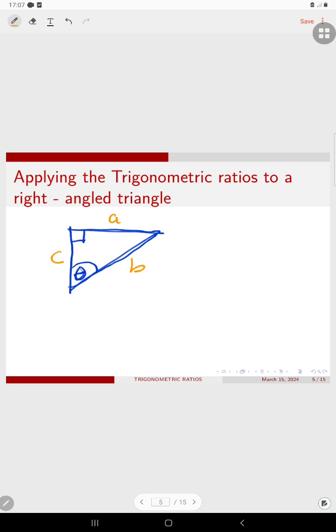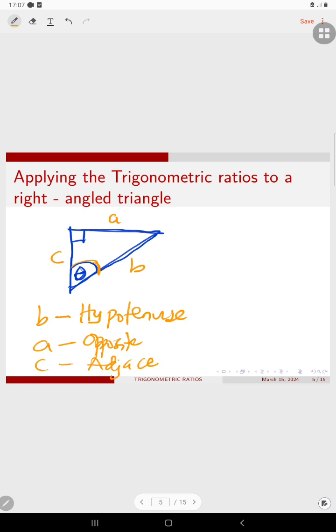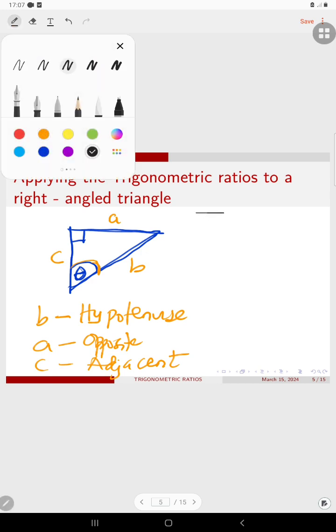Of course, the side facing the 90 is our B. So B is our what? Hypotenuse. Then the reference angle is theta. The side facing theta is A, so A becomes my opposite. Then of course, the last one, C, becomes my what? Adjacent. Friends, it's very important to know this. Very, very important. Let's have another example and see.